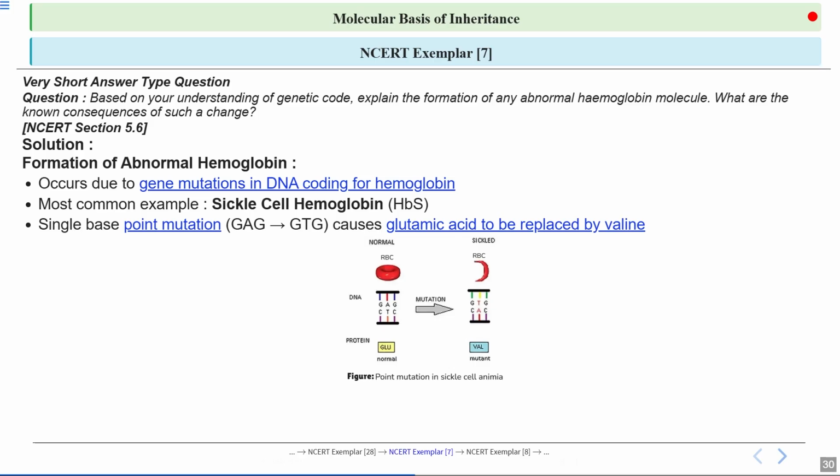Hemoglobin is made up of alpha globin chains and beta globin chains. Here there is a mutation in the 6th position of the beta globin chain. At the 6th position, this point mutation is happening. So instead of A, you have T here. Now the RBCs become sickle shaped, you can see here.